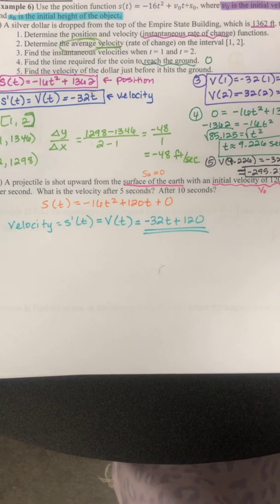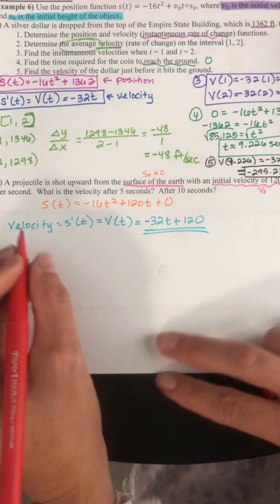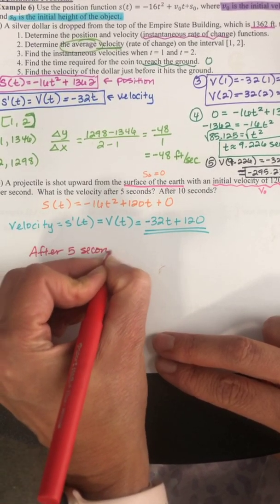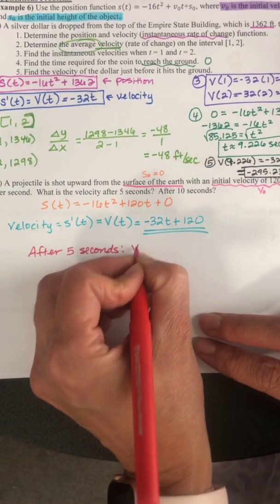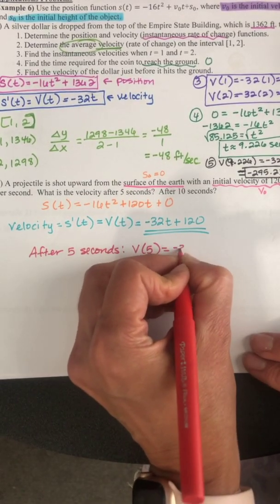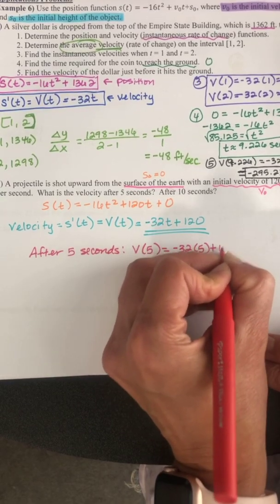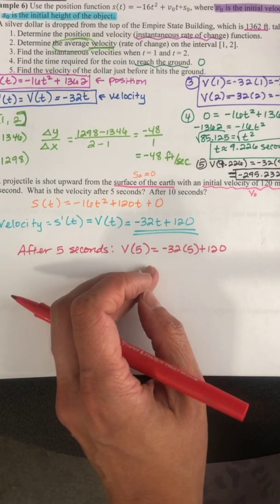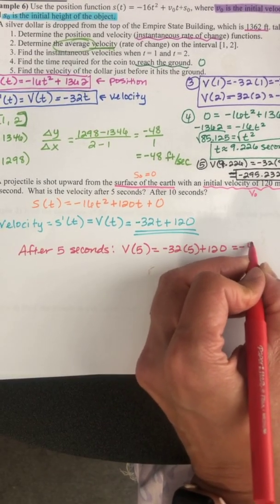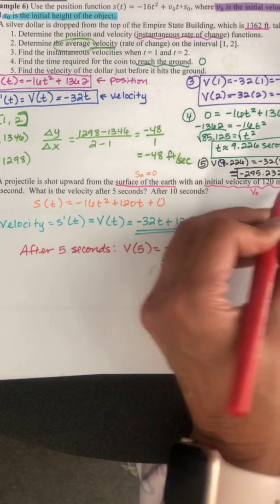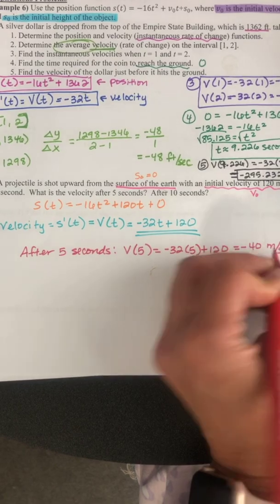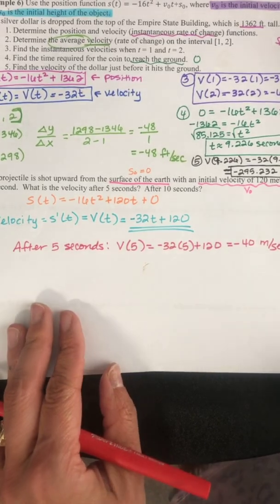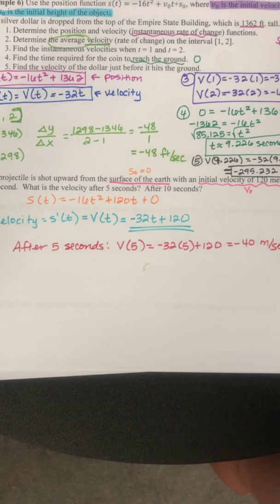Okay, so now let's find the velocity after 5 seconds. So v of 5 equals negative 32 times 5 plus 120. Negative 32 times 5, my calculator says negative 160. Negative 160 plus 120 is negative 40. And what are we in? Meters and seconds, so meters per second. Okay. All right, well, what is it after 10 seconds? How fast is it going then?